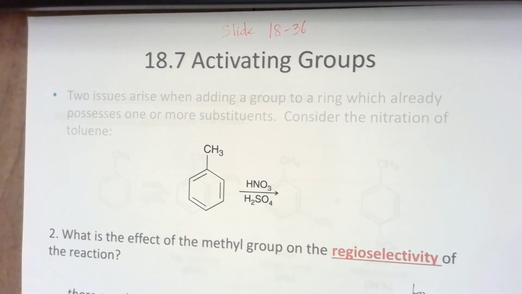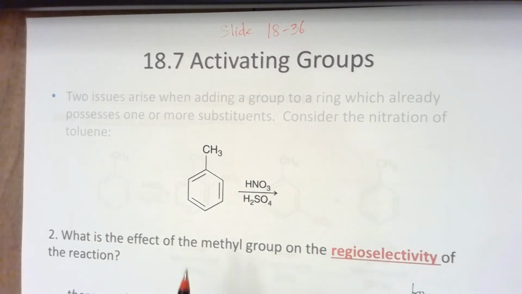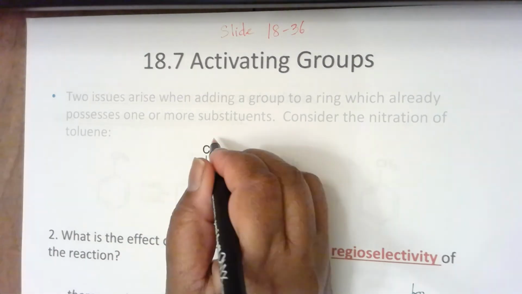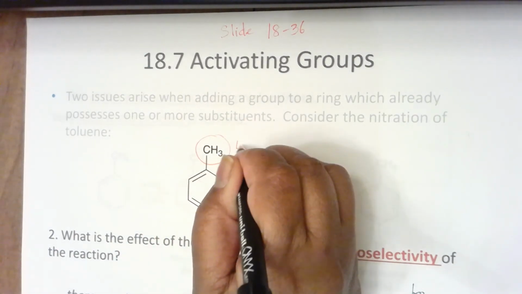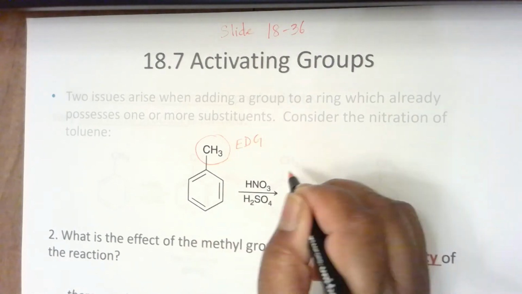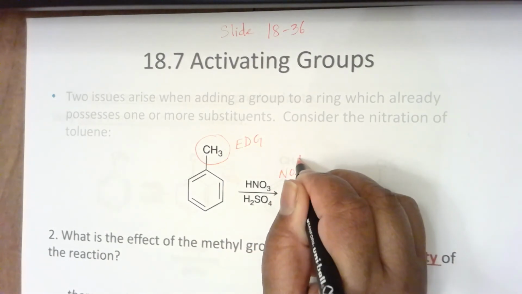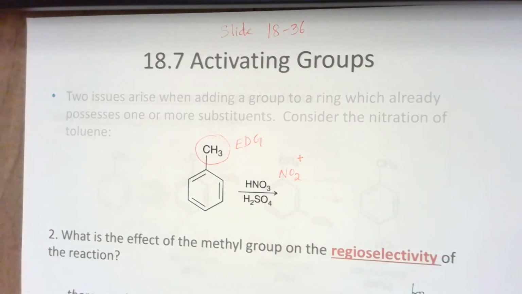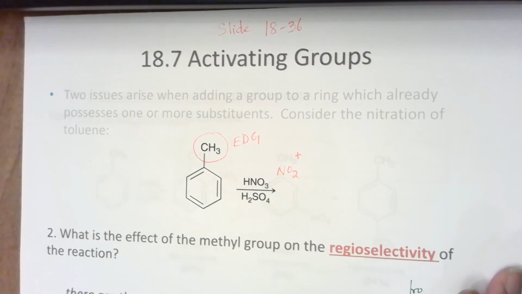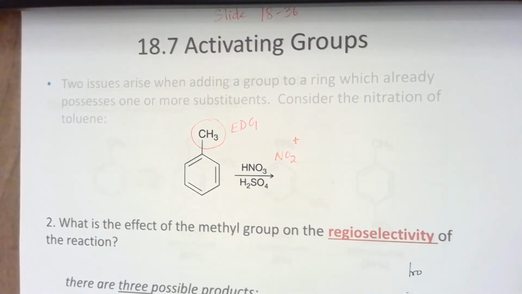So in the previous slide we saw the same reaction. You have an electron donating group and an incoming electrophile. If you look at the previous video, you will see that the toluene molecule is going to react faster than the plain benzene ring, because there is an electron donating group attached to the ring.